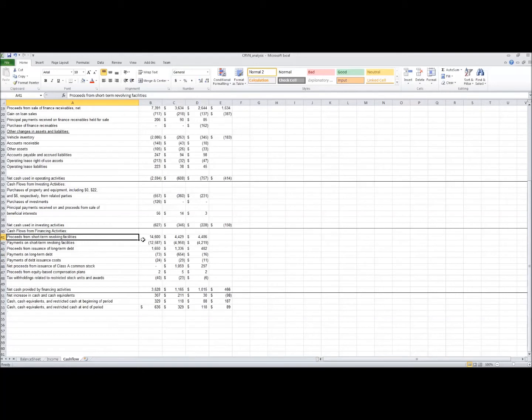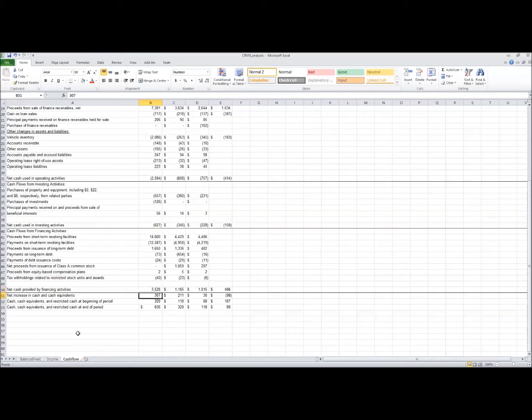Proceeds from short-term revolving, 14.6 billion. So these short-term facilities are where they're getting most of their money. And then payments on short-term, 12.5 billion. Proceeds from issuing long-term debt, 1.6 billion. So now you finally get a positive number. When it's all said and done, they financed 3.5 billion net. And that's where they got the money.